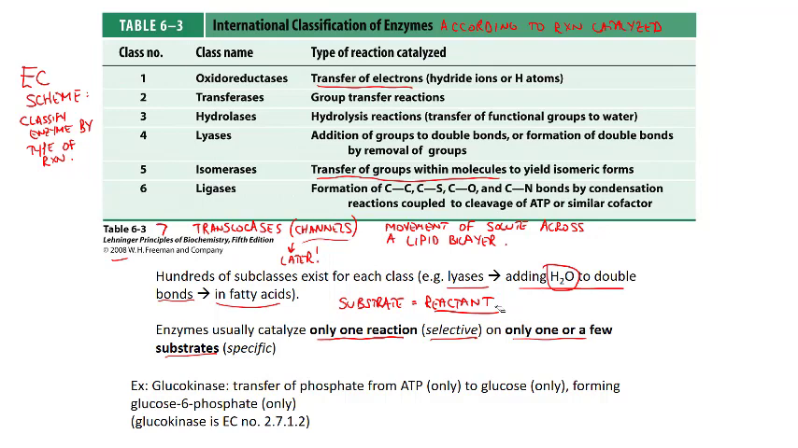So for example, glucokinase is both specific and selective. It transfers phosphate from ATP to glucose. Well, it only uses ATP and glucose as its substrates. It does not use other substrates, so therefore it's a specific enzyme. And it forms only one particular product, which is glucose 6-phosphate, not glucose 1-phosphate or glucose 2-phosphate. So it's also selective. And this is true of most enzymes.